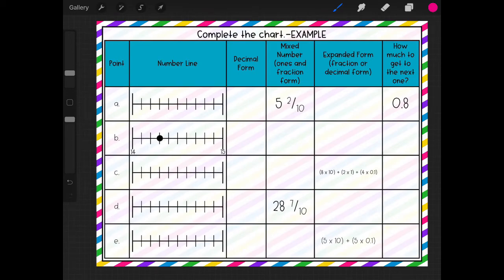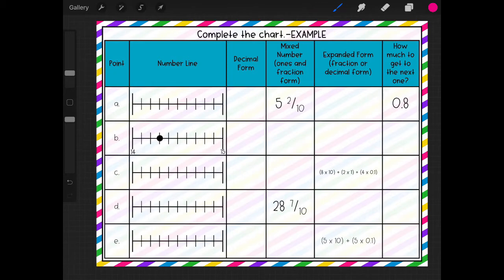Finally, we are going to use a number line to model mixed numbers with the units of ones and tenths. So I want you to look in each place that has some type of number written for you. I'm going to start with A. A says in mixed number, ones and fraction form, it would be 5 and 2/10.